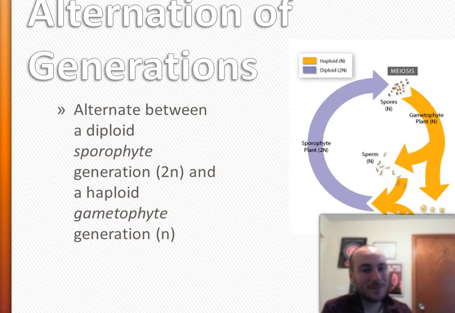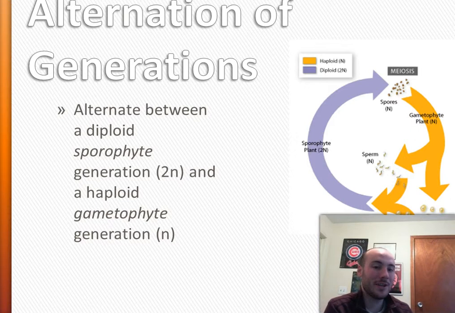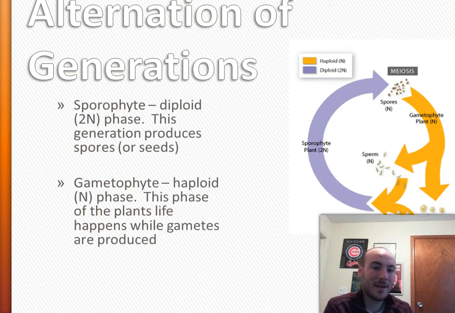But what alternation in generations is, it's a property of plants in which they alternate between what's called a sporophyte generation and a gametophyte generation. Now the sporophyte generation is diploid. It produces spores or seeds. This could be an entire plant. This could be a structure within the plant. It kind of depends on what type of plant you're talking about.